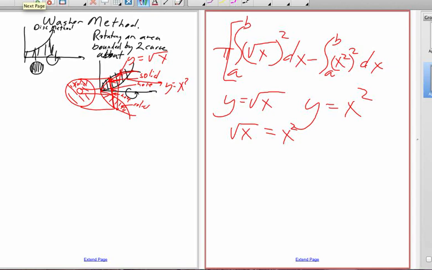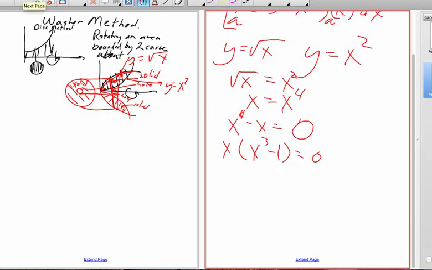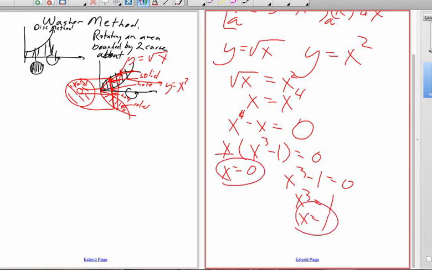To get rid of the square root, I'm going to square both sides. That gets me x equals x to the fourth, or x to the fourth minus x equals 0, or x times (x cubed minus 1) equals 0. So my first point of intersection is where x equals 0. Then x cubed minus 1 equals 0, x cubed equals 1, which means x is 1. So these are my two points. That's a and that is b.